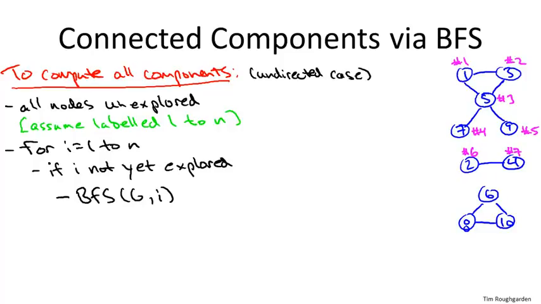Then we go back to the outer for loop. We increment i to 3. We say, have we already seen node number 3? Yes, we have. We saw that in the first breadth first search. So we certainly don't bother to BFS from node 3.